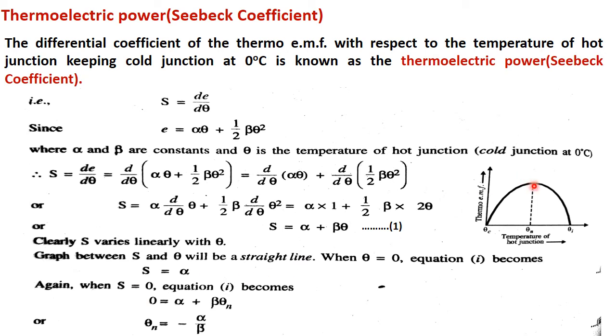See here, where is the maximum value of thermo EMF? It is when the temperature is θ neutral, alright? Because it is constant there, when I differentiate the EMF, it will give me the 0 value. That means you can see I have taken it as 0. It will be α + βθn, because at neutral temperature the derivative of thermo EMF will be 0, since it has the maximum value, which is constant. Similarly, you can calculate the value of θn from here, which is −α/β.